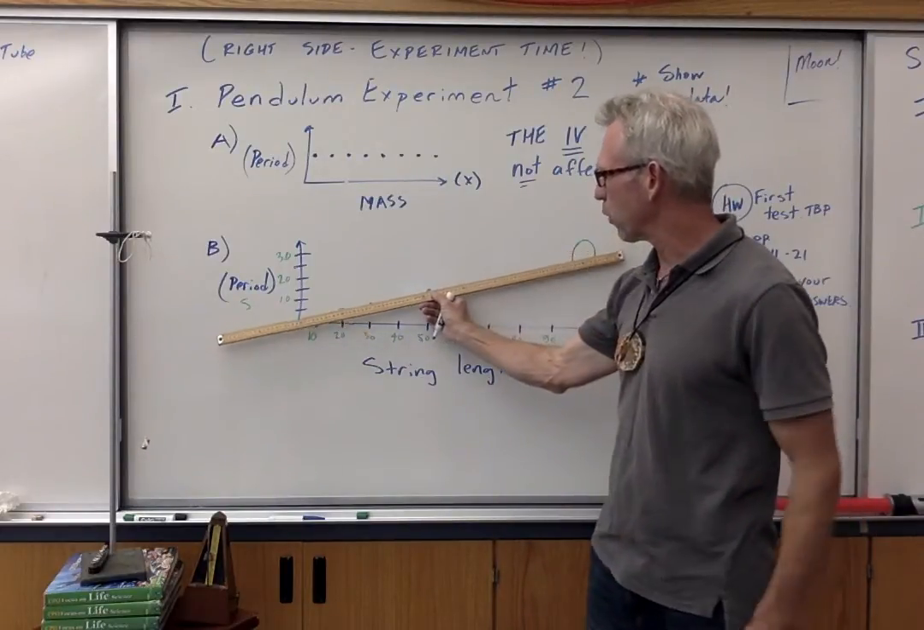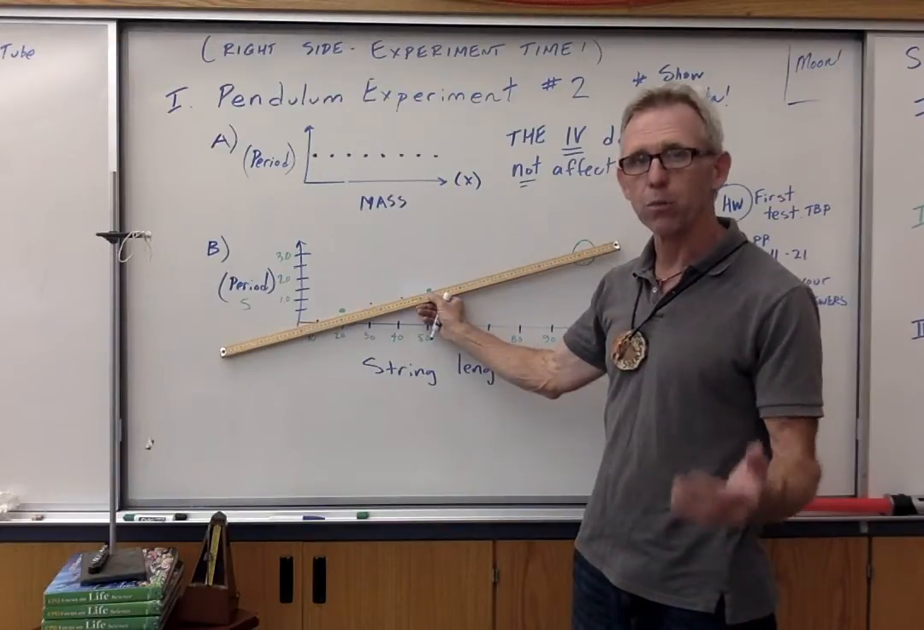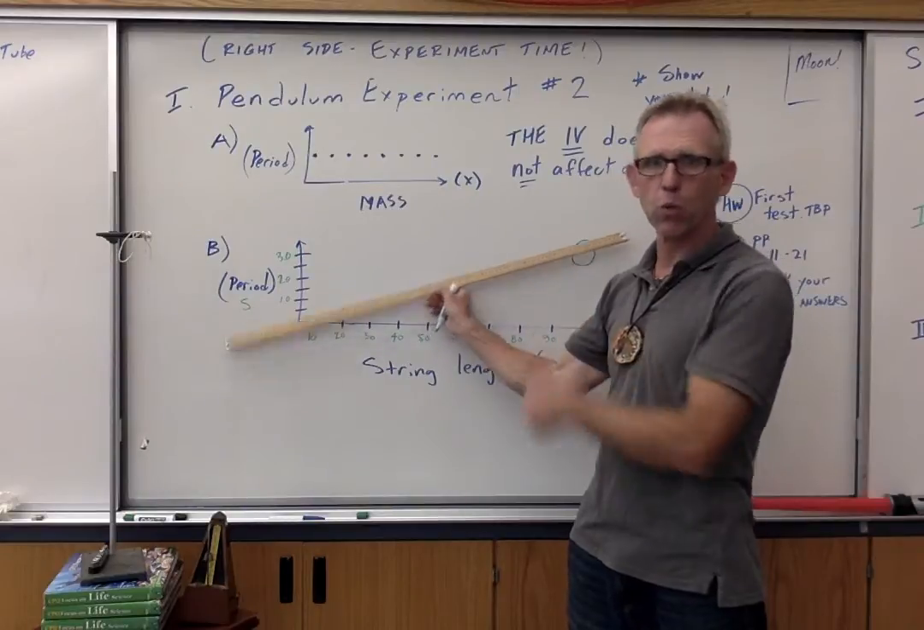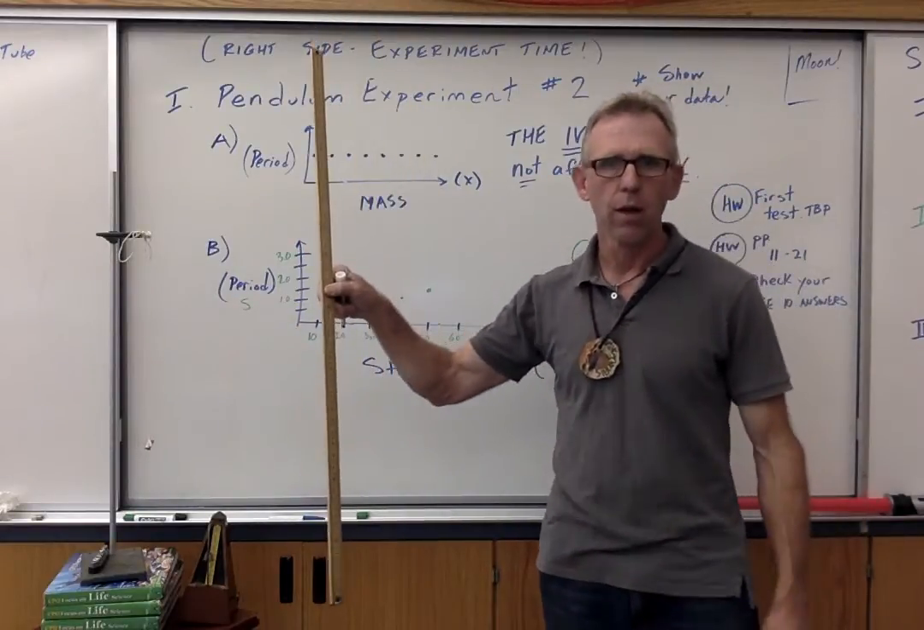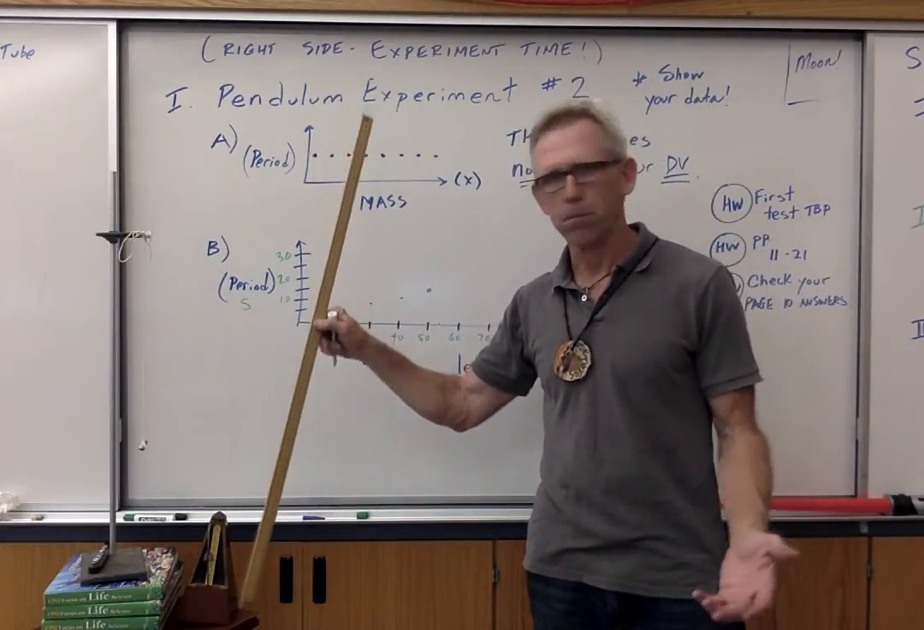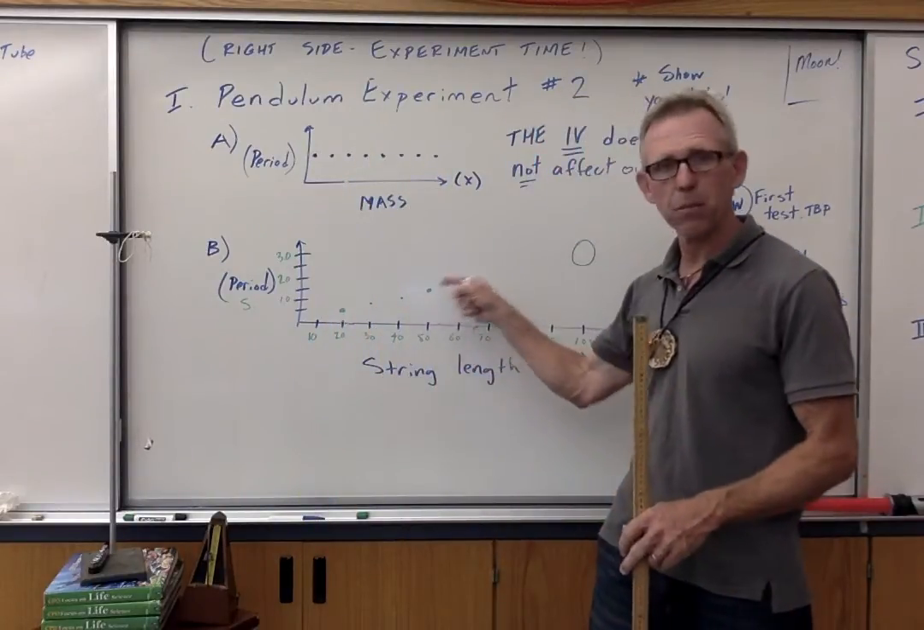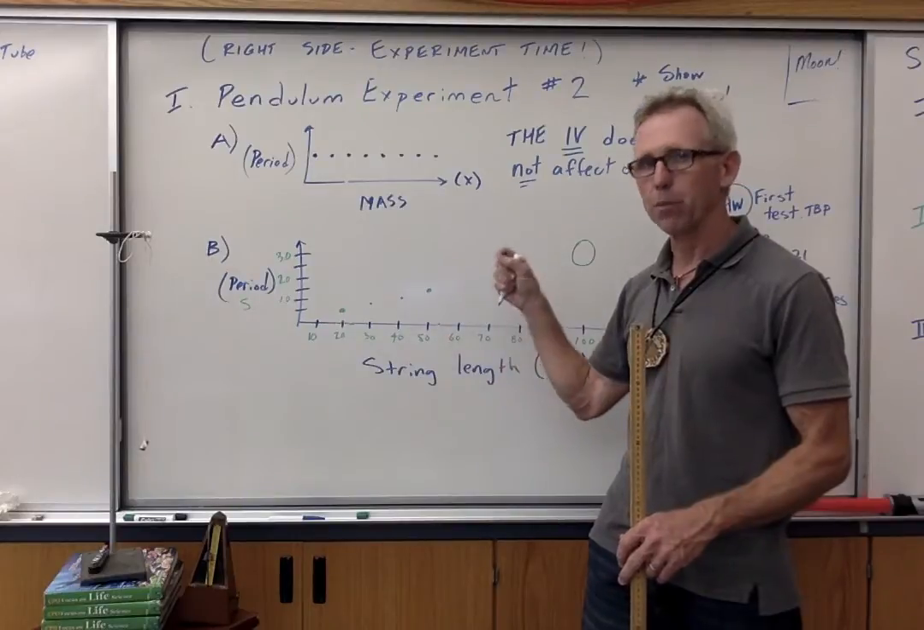When we connect those dots, we can make a good prediction on what our period would be if our string was 100 centimeters long. Now, will it always be accurate? Maybe, maybe not. That's why we're doing the experiment. The point is, this gives us the ability to make a prediction.